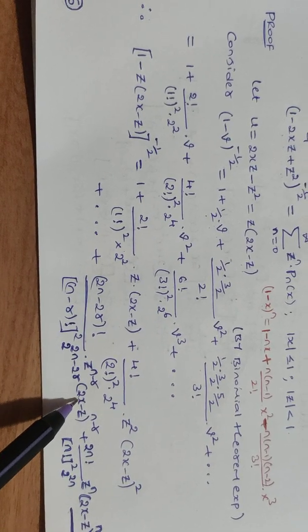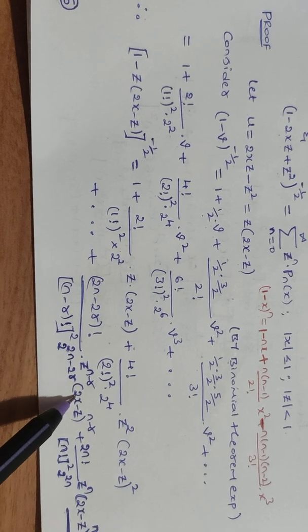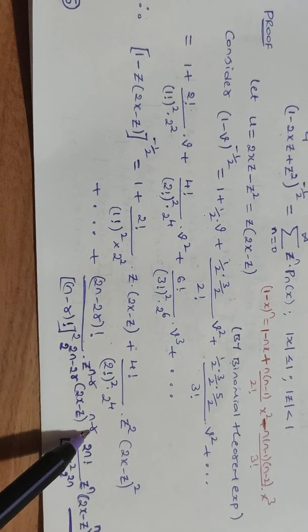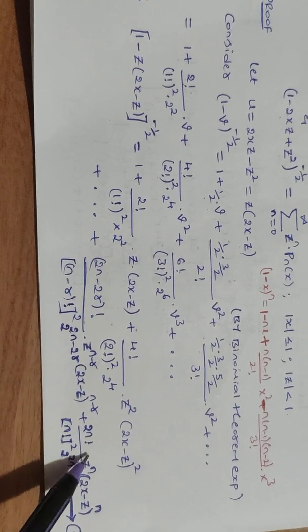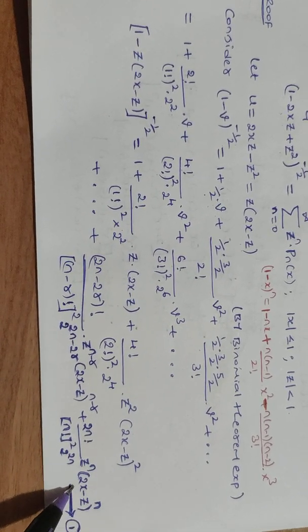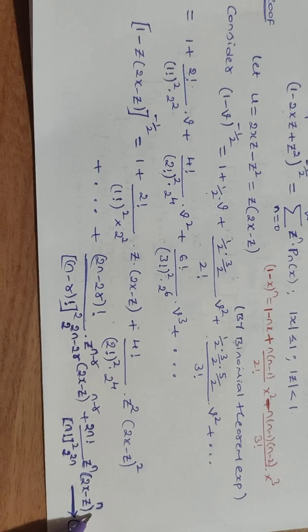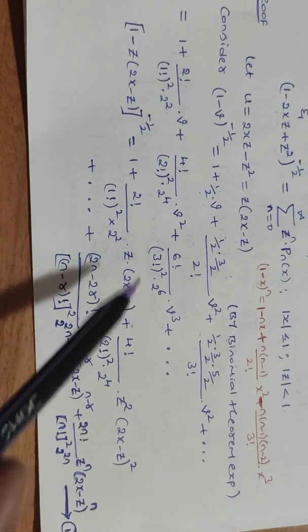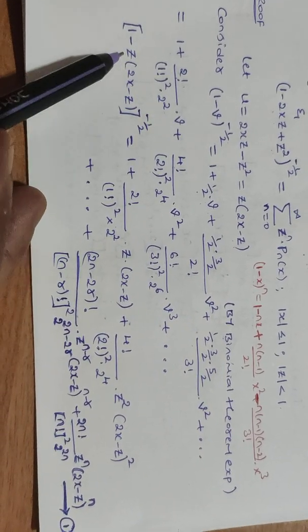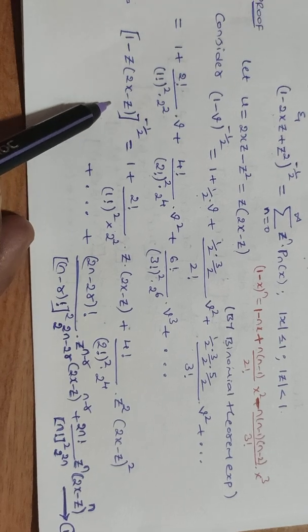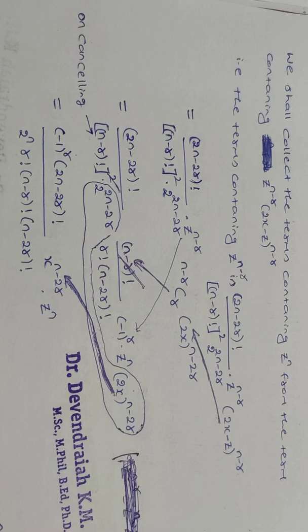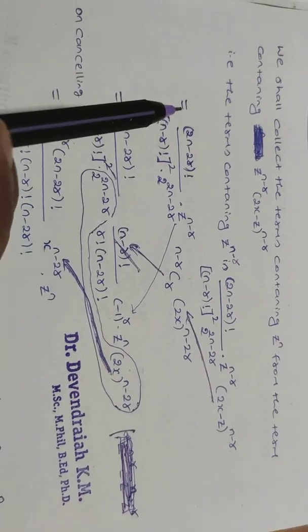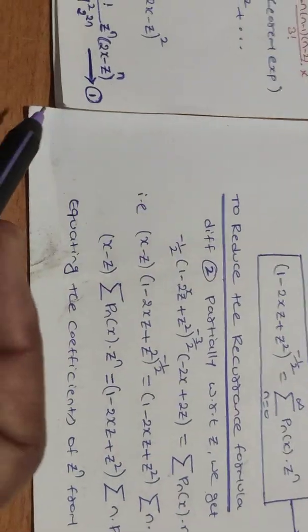For the term n minus r, we write the value as 2x minus z to the power n minus r into z to the power n minus r. For the term n, z to the power n into 2x minus z to the power n. We replace the value of v as z into 2x minus z, and we consider that as equation 1.